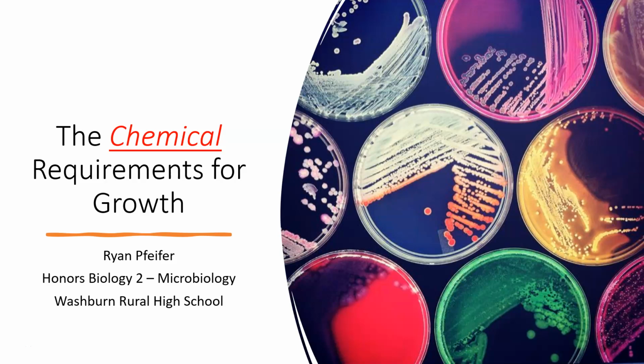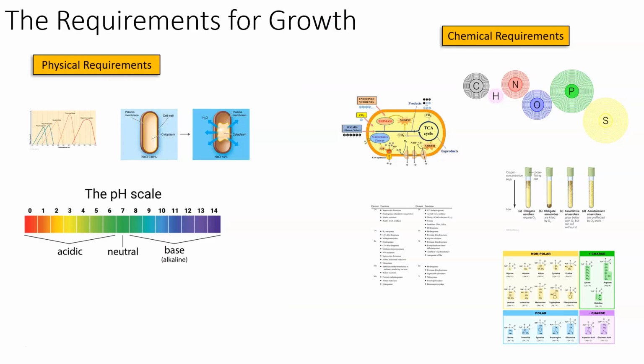In the last video, we talked about the physical requirements for growth, which were osmotic pressure, pH, temperature, those kinds of environmental physical things. Now we're going to dive into what are some chemicals and molecules that are required for microbes in order to grow effectively.